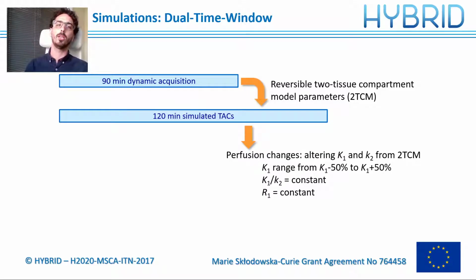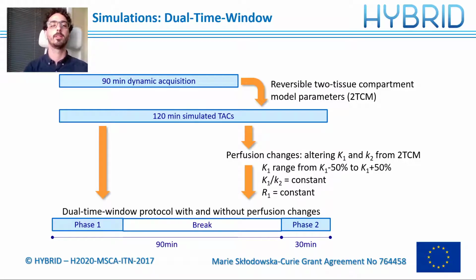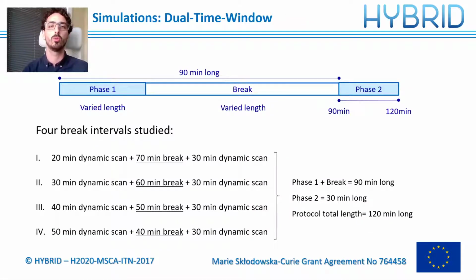So from these 120-minute simulated time activity curves with and without perfusion changes, we could then make the simulation for the dual time window protocol by inserting a break in the middle of it. This dual time window protocol consists of 3 parts: a phase 1 scan and a break, which together are 90 minutes long, and a phase 2 scan, which starts 90 minutes post-injection and is 30 minutes long. This phase 2 is equivalent to a late time static scanning protocol.